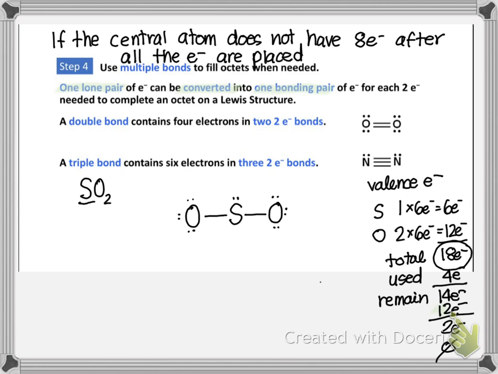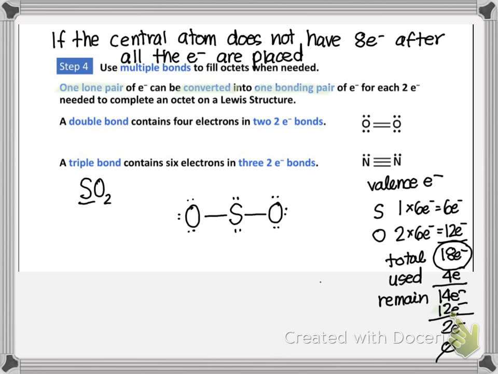So I've got that. And then I want to check to see if everybody has 8. The first oxygen on the left, 2, 4, 6, 8. That one's good. The one on the right, 2, 4, 6, 8. Yeah, because I made the periphery have 8, right? Now the sulfur, 2, 4, 6. It doesn't have 8. Now, if we were in class together, I'd say, okay, I'll solve that, and I would just do that.